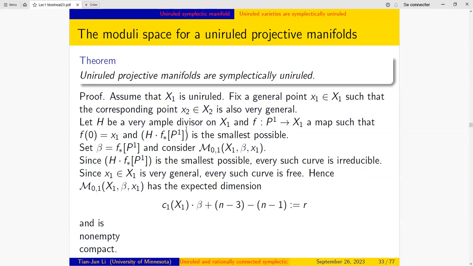Here I want to give an outline of why you need a projective manifold. The point is you pick a polarization and use it to define the notion of a minimal degree uniruled class, in the sense that you have curves in this class that cover the uniruled variety. The degree is just the pairing with the polarization.